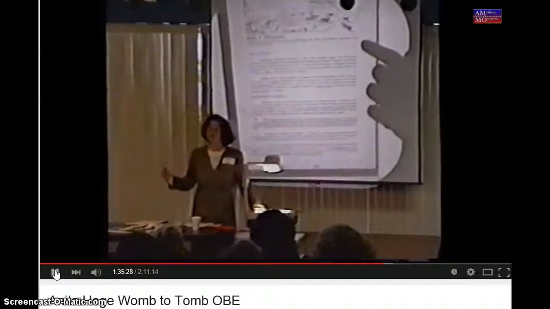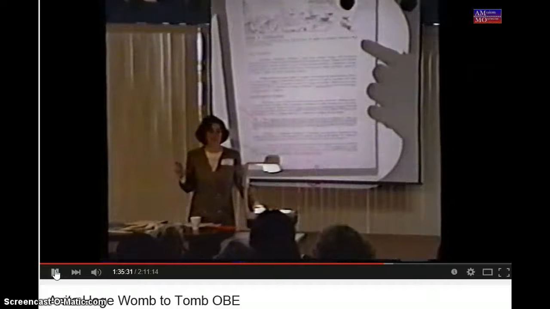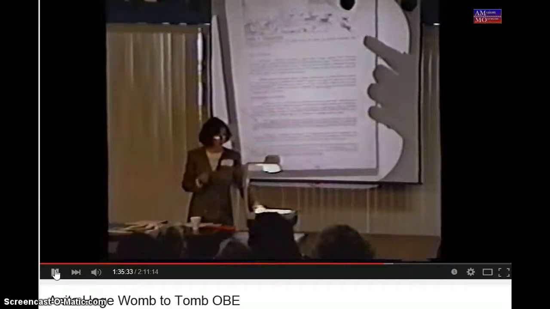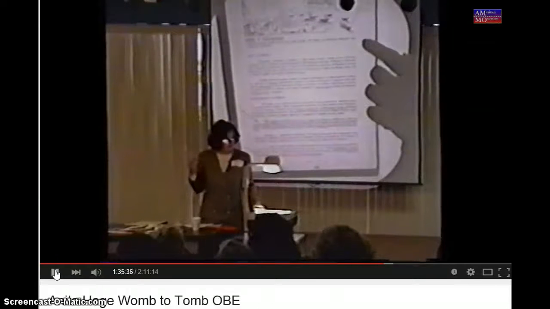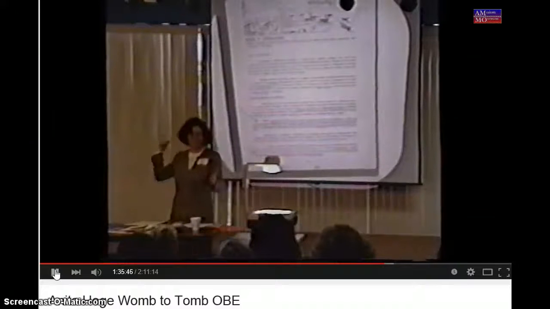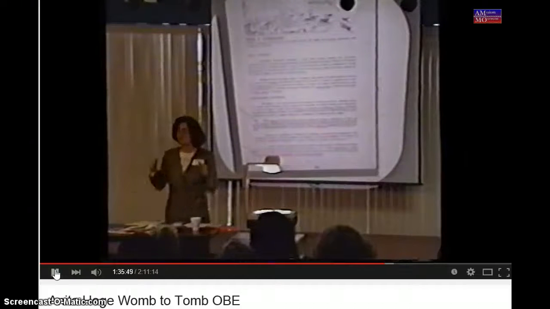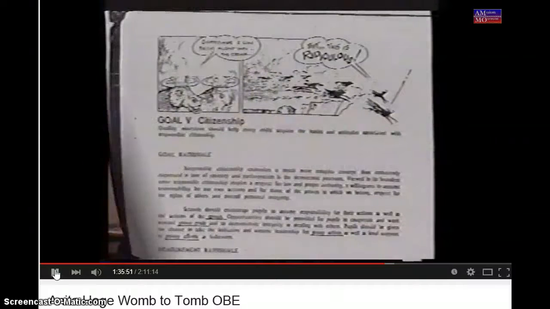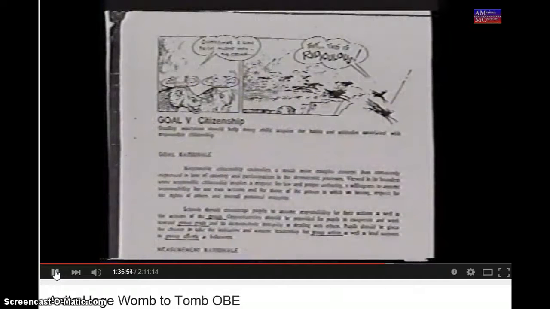Now, here's the paradigm that I want you to understand. What they told parents for citizenship was that quality of education should help every child acquire the habits and attitudes associated with responsible citizenship. And you parents said, yes, that's what we want. We want quality citizenship. We want our kids to be patriotic. We want them to go out and vote. We want them to learn about our founding fathers, because that's your paradigm. That's your paradigm. Not the state's.